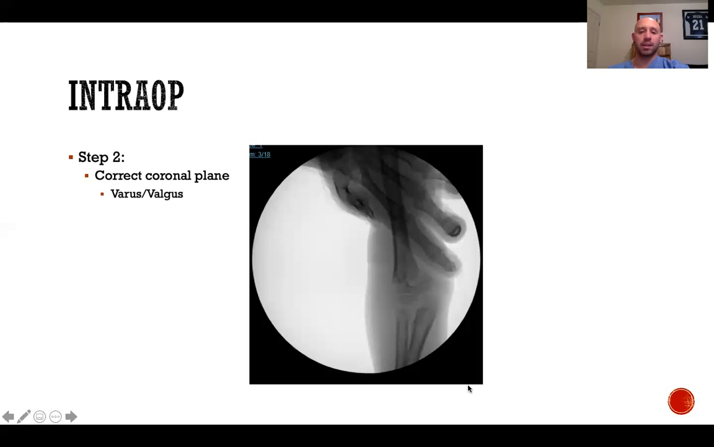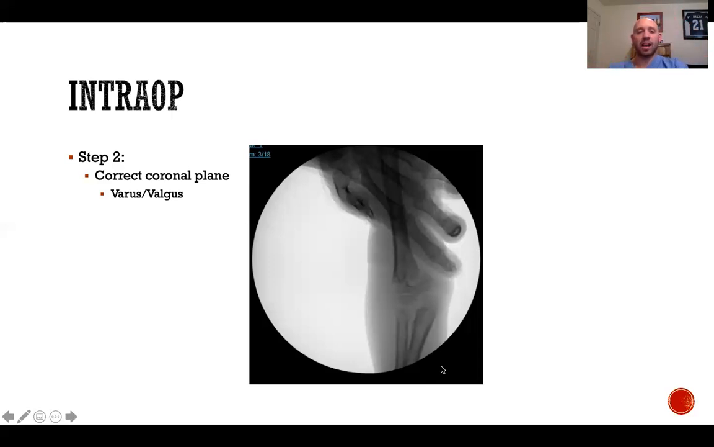So this is going to be a varus or valgus force. And so what you do is you can see here that you usually have your non-dominant hand grabbing the humerus, and then the dominant hand is going to be down here at the forearm or wrist, and you're applying a valgus or varus force to try to correct that coronal plane.